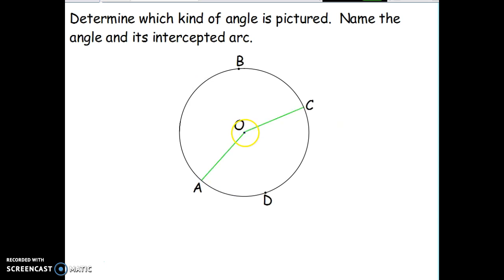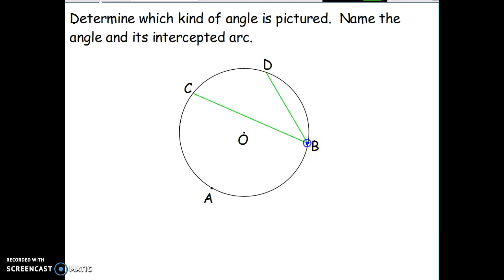Again, the vertex is at the center of the circle, so this is a central angle. The vertex is on the circle, so this is an inscribed angle.